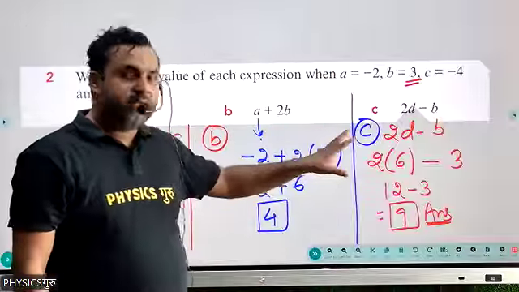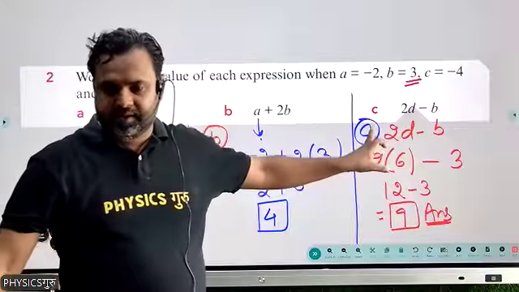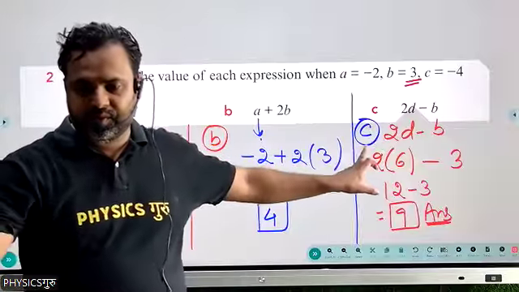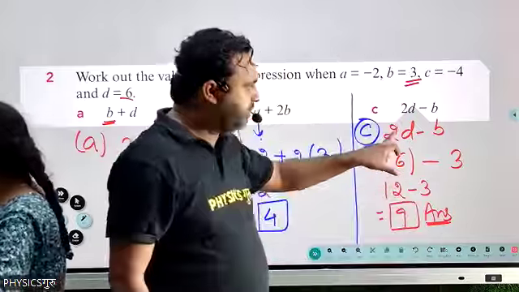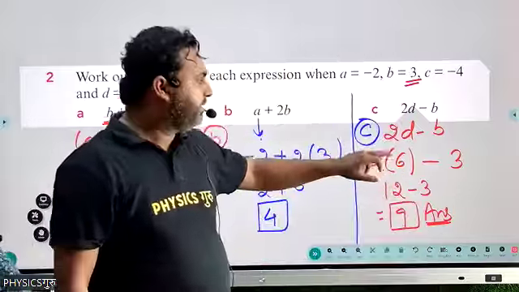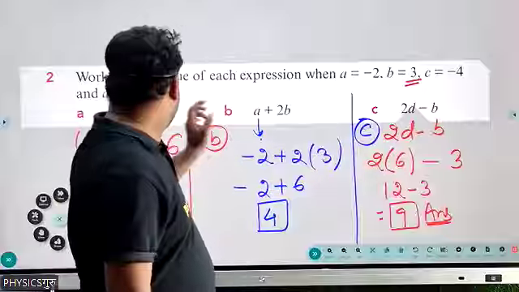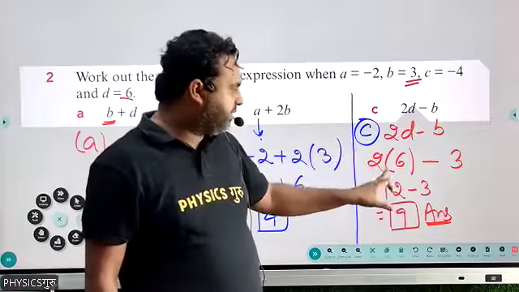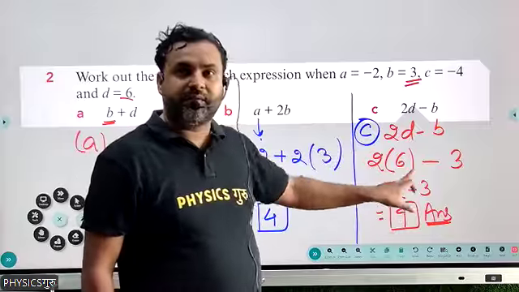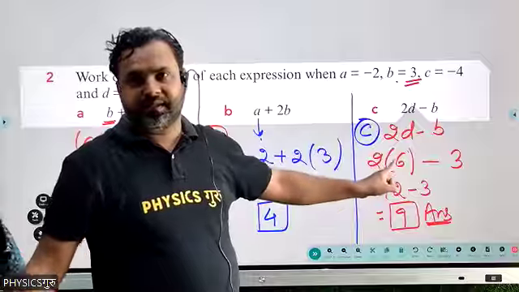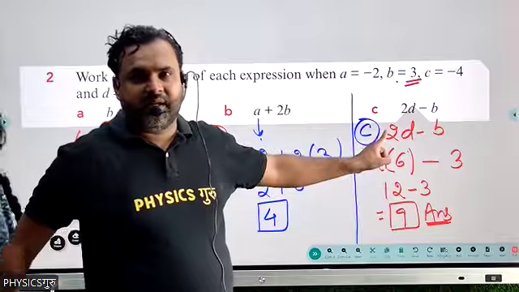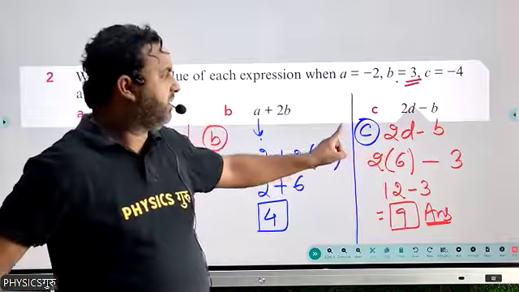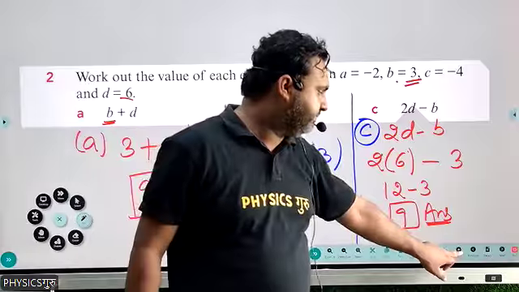I repeat, they will give you some expressions, and what we have to do is just put the values in and solve. So it is 2 times D minus B. What is the value of D? D is 6. So 2 times 6 is 12 minus B. And B is 3. So 12 minus 3 is 9. Okay, I hope the concept is clear. Okay, next one.